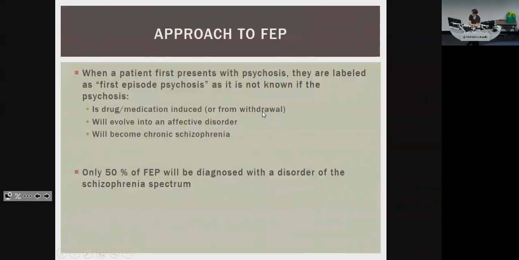So, when a patient first presents with a psychosis, they're labeled as a first episode psychosis because we don't know, well, first and foremost, is this because it's drug or medication induced? So if you keep them as an inpatient for a few weeks, they don't have access to the ice, the psychosis is going to go away. Okay. You also don't know, is this going to evolve into schizoaffective disorder or a major depressive disorder with psychotic features? Or finally, is this going to become chronic schizophrenia?